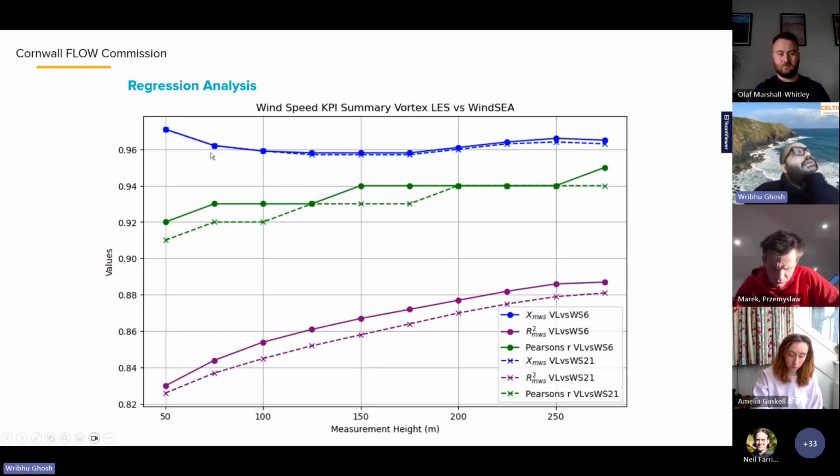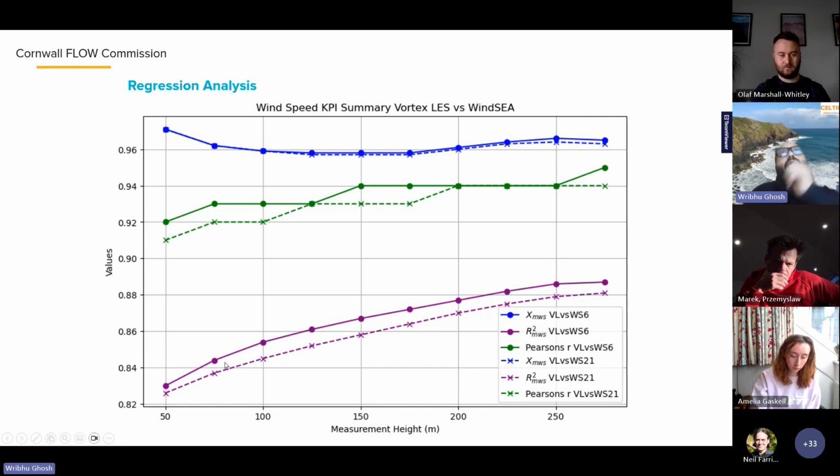Now here we see this blue line. The solid line is for WinC6 and the dotted line is for WinC21. There's not much to choose between them, but it is consistently under 1, lowest at around 150, when it slightly rises, but it's still consistently between 0.96 and 0.97. So it's consistently under-predicting, but the regression improves with height.